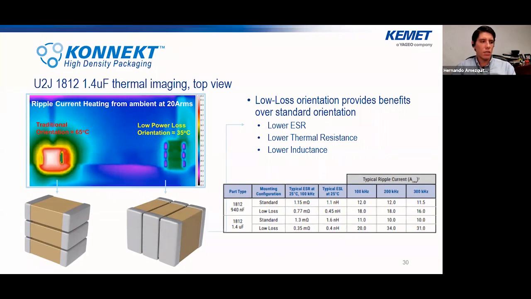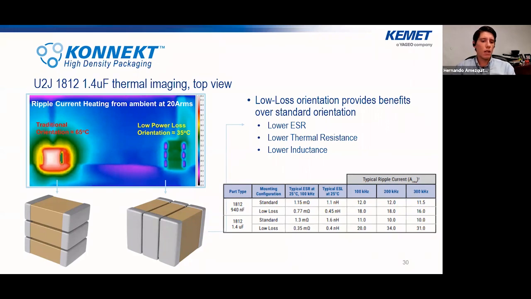As you can see in the pictures, the standard or traditional orientation and the low loss orientation. And this low loss orientation provides some benefits over the standard orientation, such as lower ESR, lower thermal resistance, and lower inductance. So as you can see here, just by going into low loss orientation in the U2A with Connect, you can see in the table how we can go from 1.50 milliohms to 0.7 milliohms, and from 1.1 nanohenries of inductance to 0.45 nanohenries of inductance just by going in the low loss orientation.